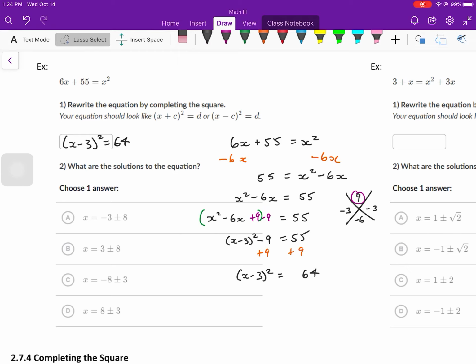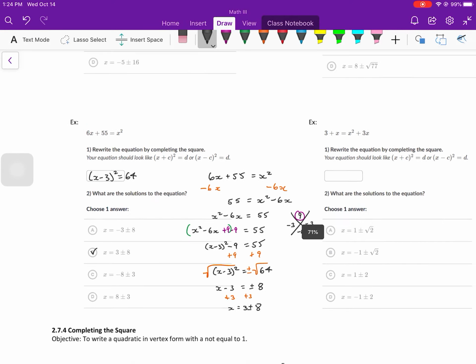So last, to solve it, we'll go ahead and square root both sides. Plus or minus is where that comes from. So plus or minus 8. x minus 3 equals plus or minus 8. And we'll add the 3 to the right side. And x equals 3 plus or minus 8.